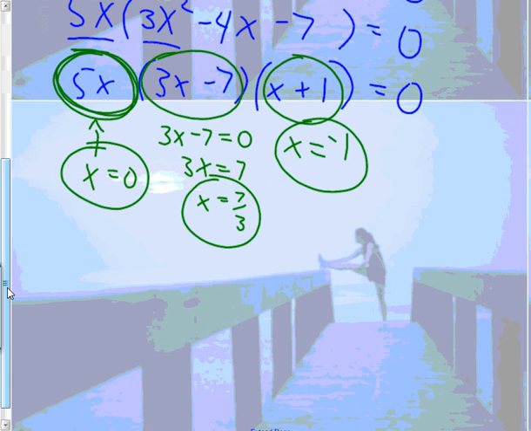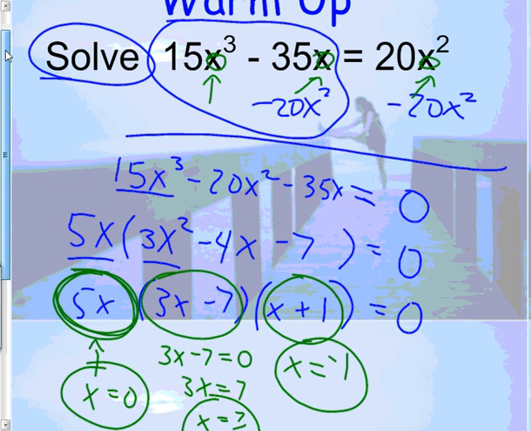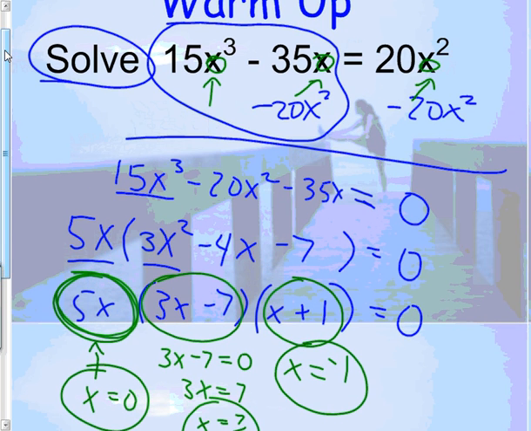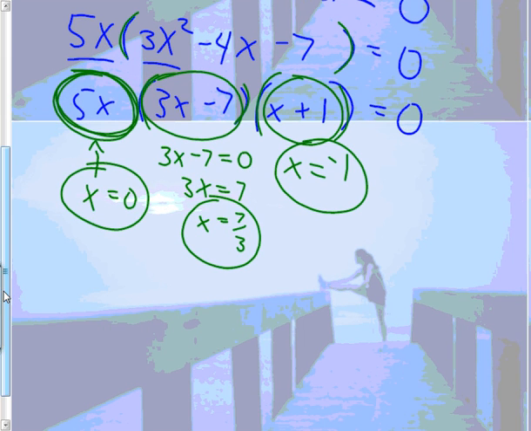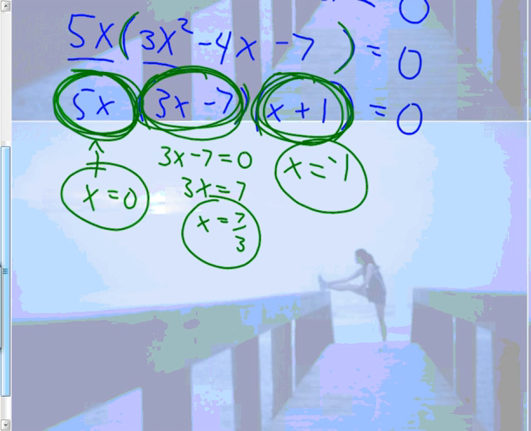That involved a lot of things. That involved you knowing to get this 20x over to the other side. It involved you factoring. It involved you factoring again. And then it involved you knowing that each one of these things needed to equal 0. So that's a lot of review all at once. Are you following me? Do you remember this stuff? Okay. Good.